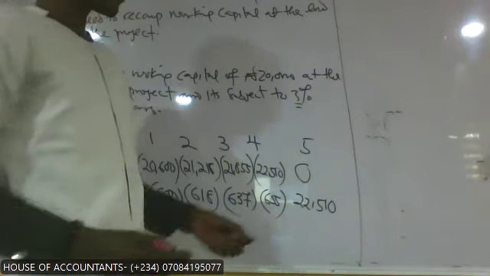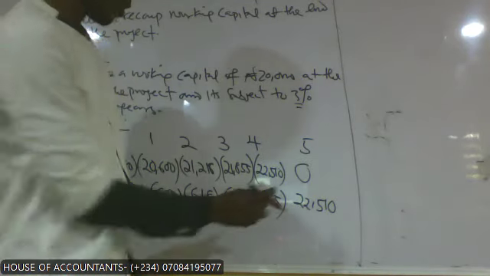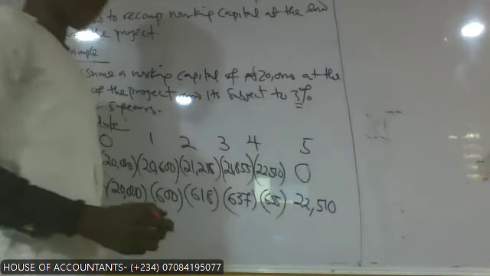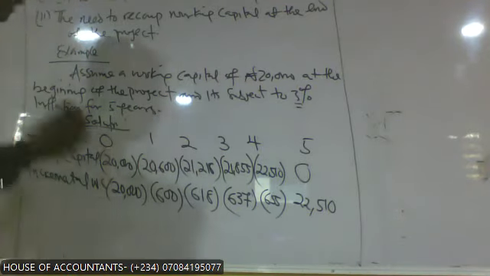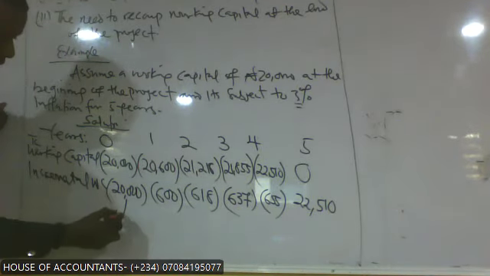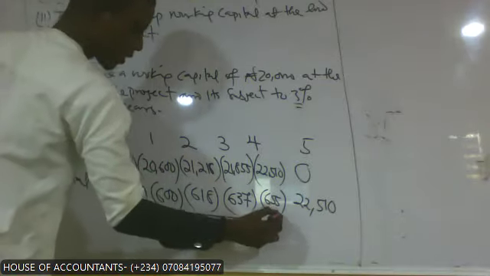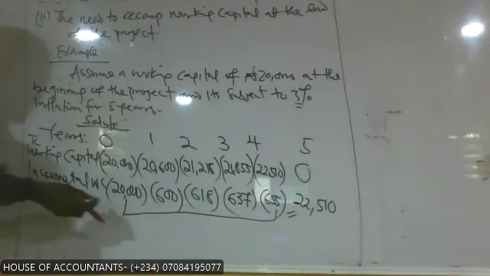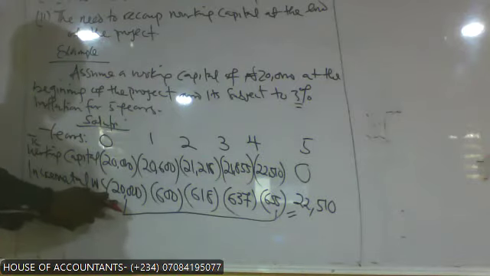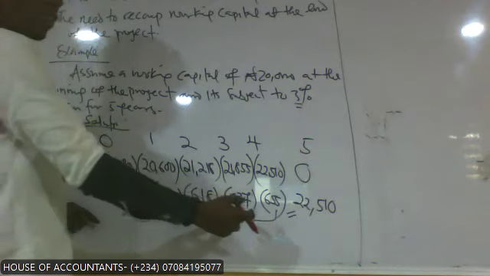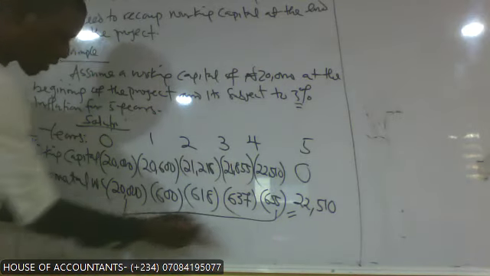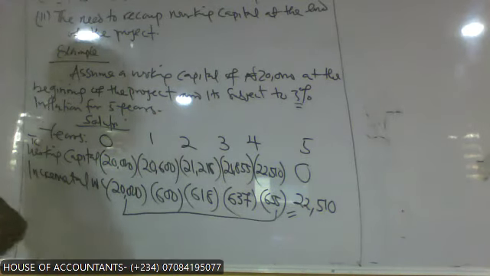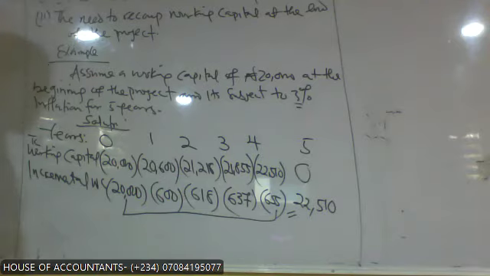So when you say you recoup, you have to understand what we are saying. What does it mean? It means that for all the working capital and all the increments, when you add everything together, it gives you this. So this is what it means by recouping your working capital at the end of the project life. At the beginning, you introduce 20,000 and you introduce additional amounts up to the end of the project life. So when you add everything together, it should give us 22,510.